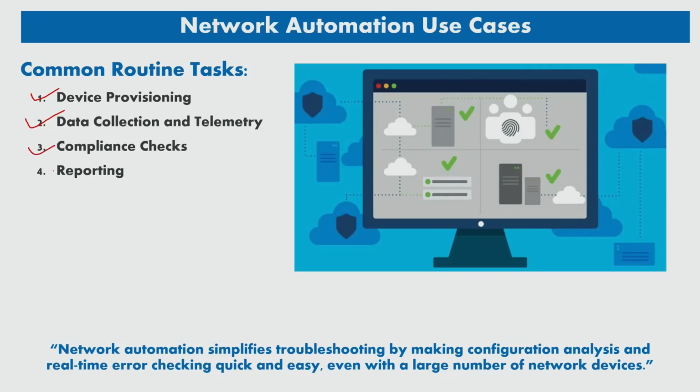Next is compliance checks. So here, network automation methods provide the unique ability to quickly audit large groups of network devices for configuration issues and make the necessary repairs automatically using built-in regression tests. And the last one is reporting. So here, automation reduces the time and effort required to collect information and coordinate data from multiple sources in order to produce meaningful and understandable reports.